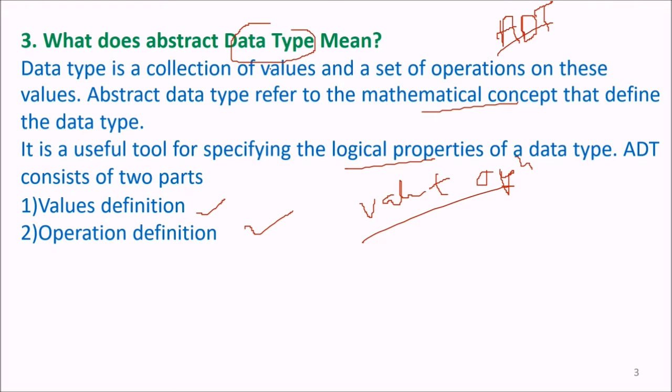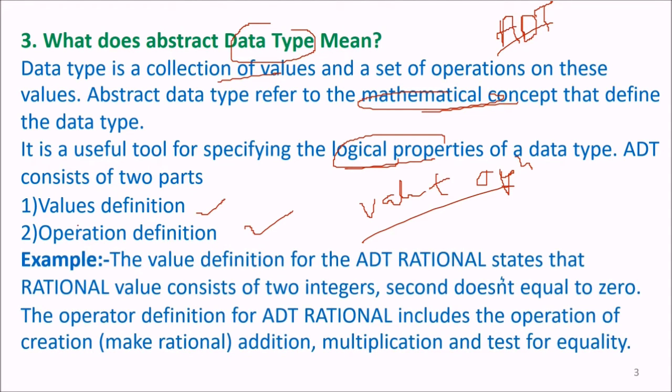A data type is nothing but the collection of values only. So abstract data type is the mathematical concept that defines that data type for a particular reason, for a particular organization. To specify logical properties of the data type, ADT is the best thing. For example, the value definition for the ADT rational satisfies that the rational value consists of two integers, the second not equal to 0. The operator definition for ADT rational includes the operations of creation, addition, multiplication, and test for equality.